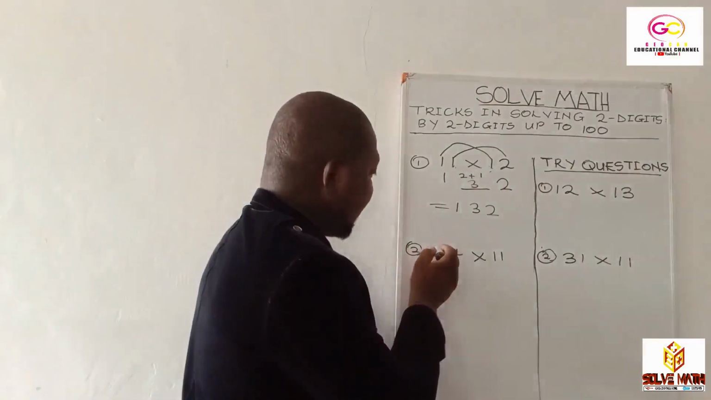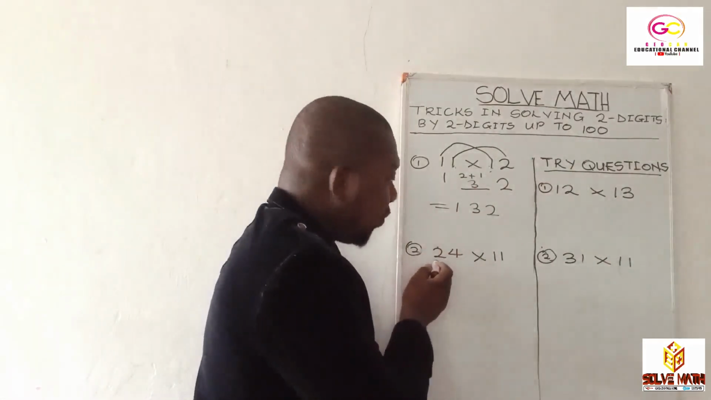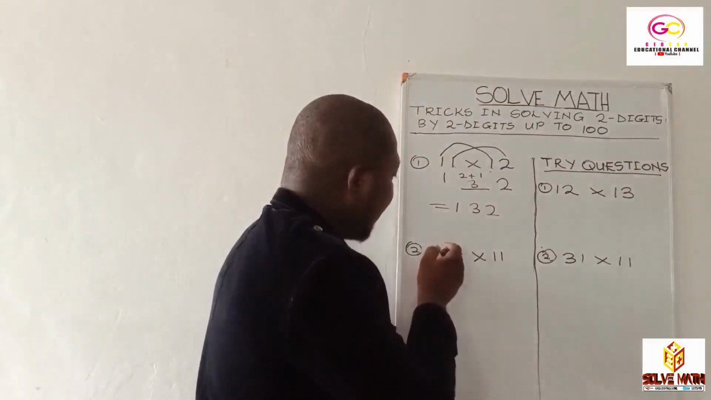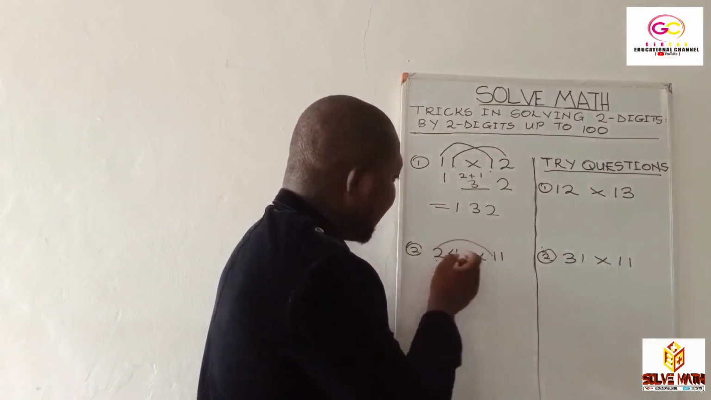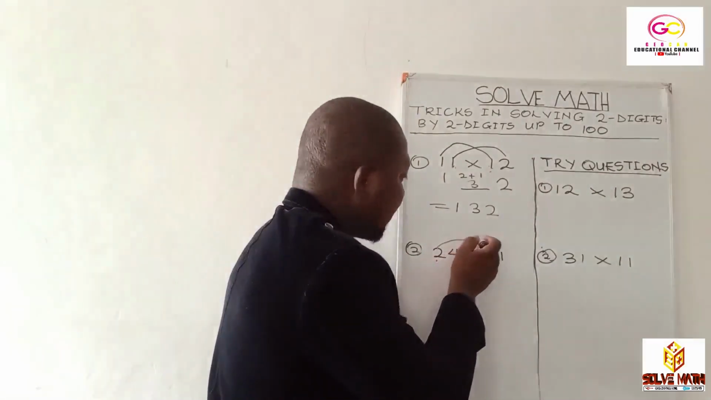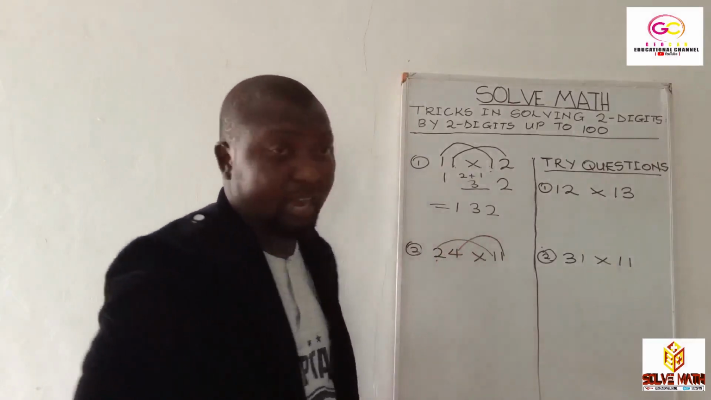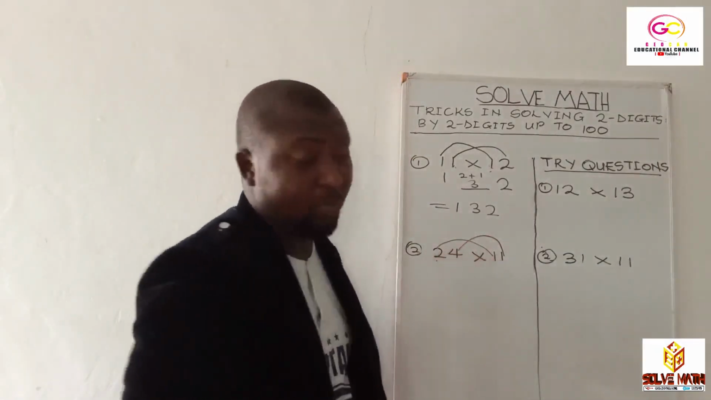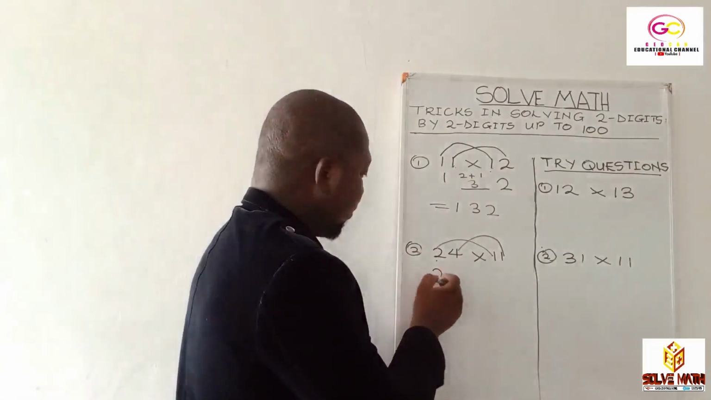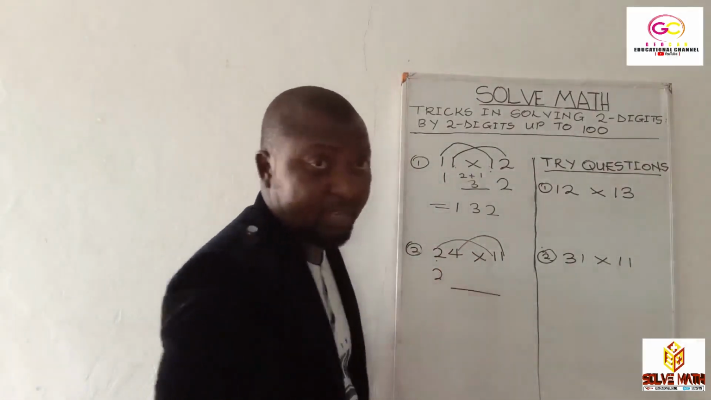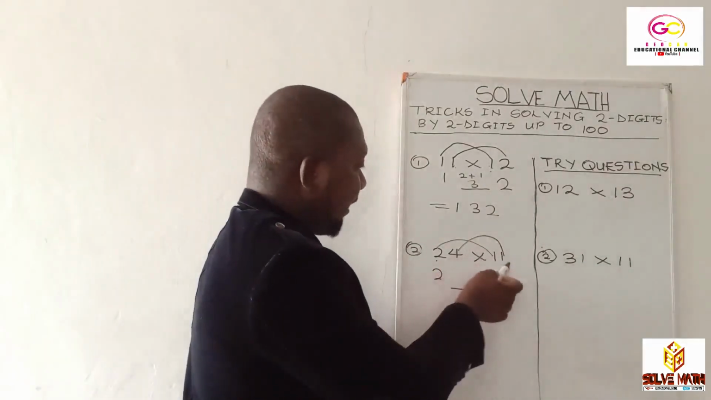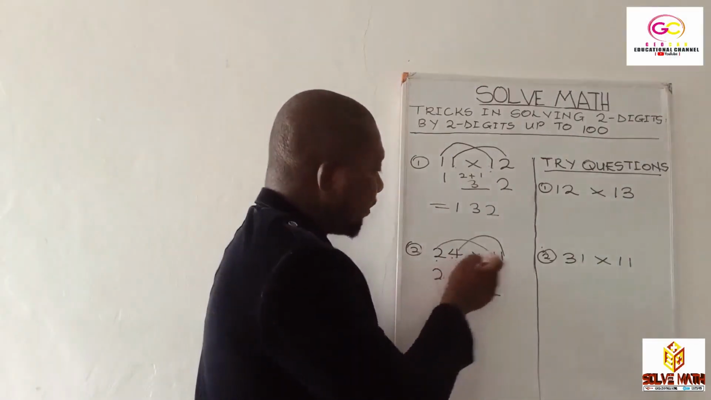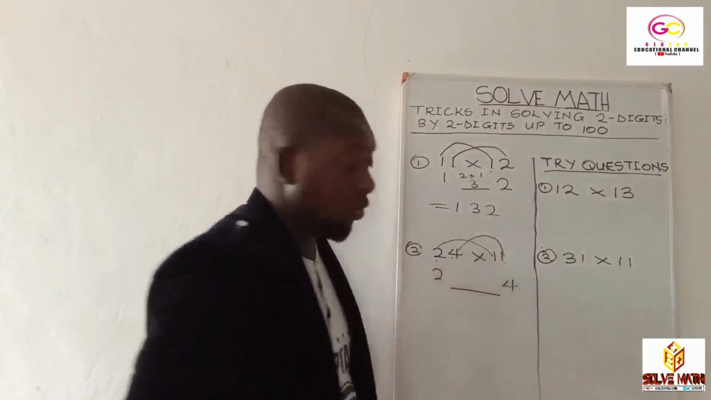Good. As I said, this first digit here will take on the first digit here. So this one takes on that. And the second digit also takes on the second digit. I hope you got it, right? So the first digit, which is 2 times 1, will give you what? 2. So you write your 2, you leave a space. Now, second digit multiplying second digit here. Second digit here is 4. Second digit here is 1. So 4 times 1 is what? 4. Good. We are not done.